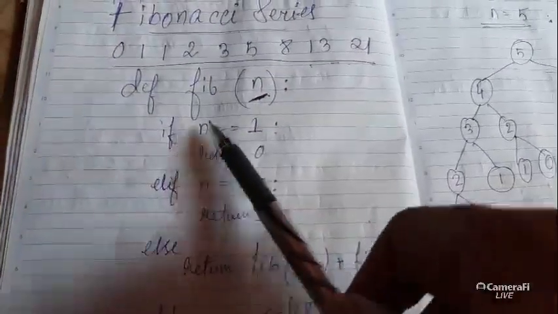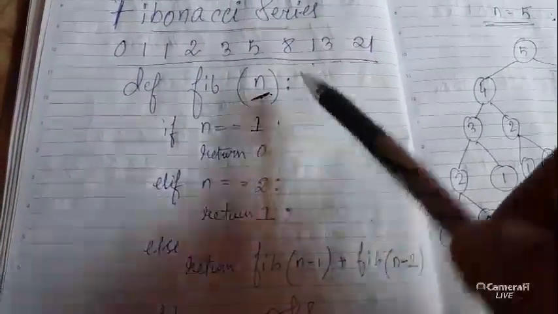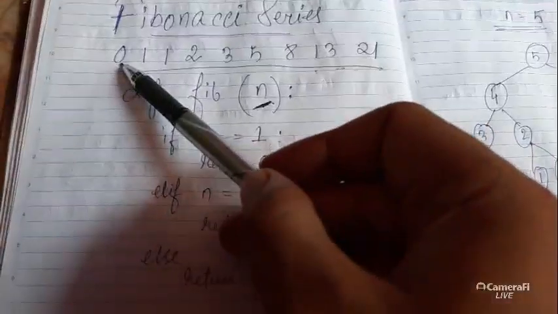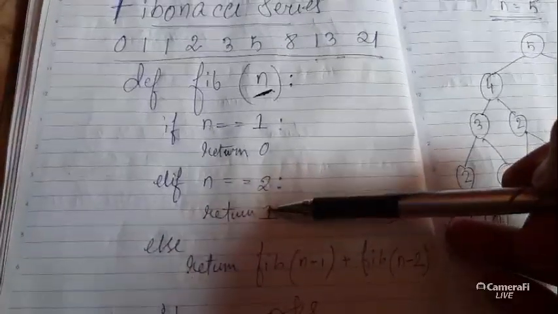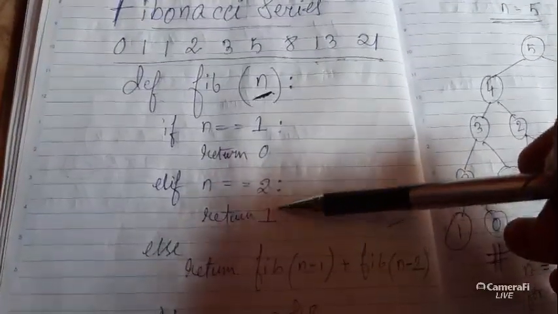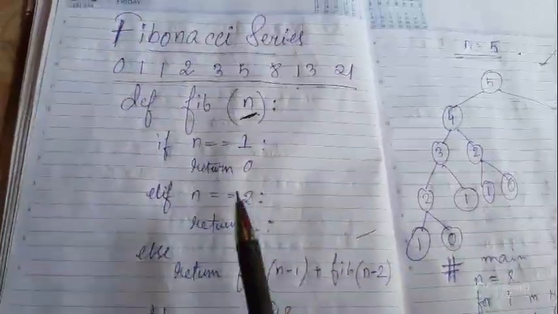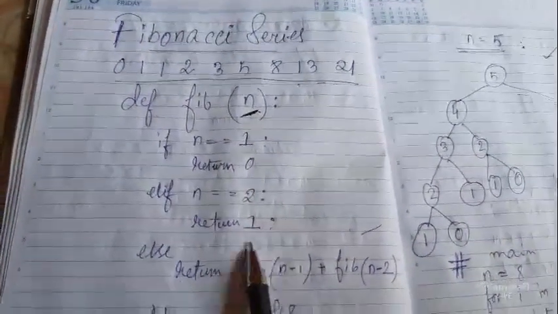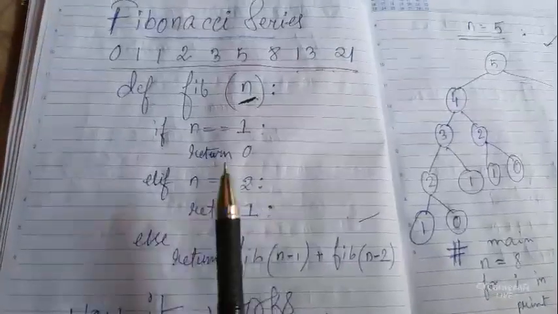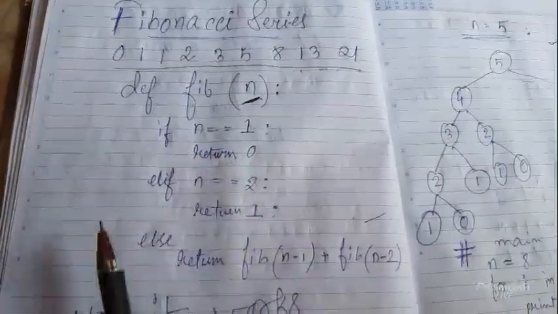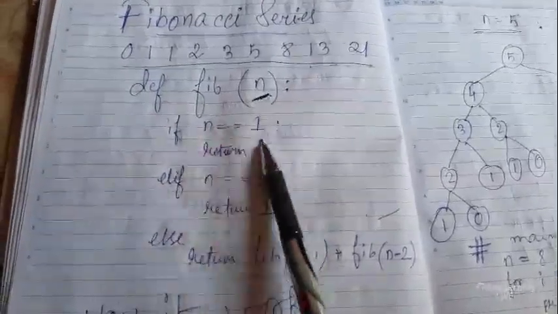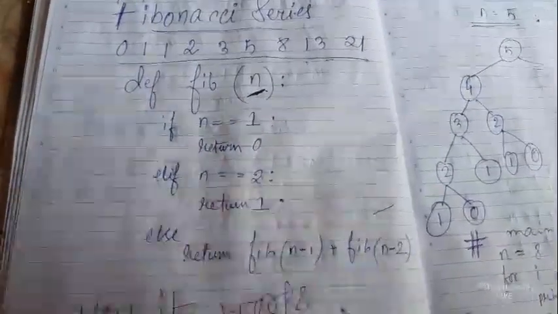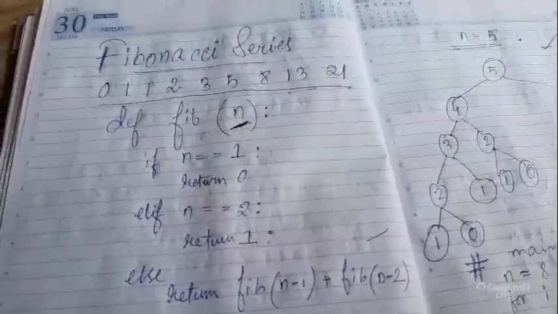Now if n equals 1, that means you need only one term, so only 0 will come. If you need 2 terms, then return 1 will come. So these are the first two base cases. What is the special thing here? Till now, whatever functions we have done had one base case, but here there are multiple base cases. It can be possible, there is no issue.